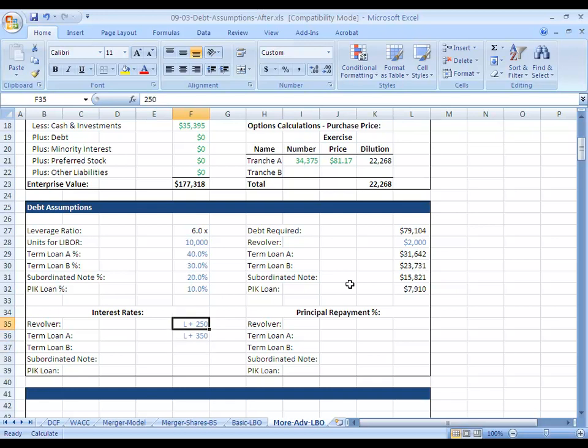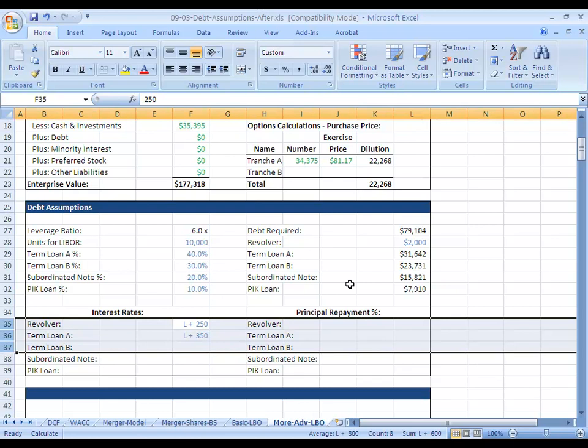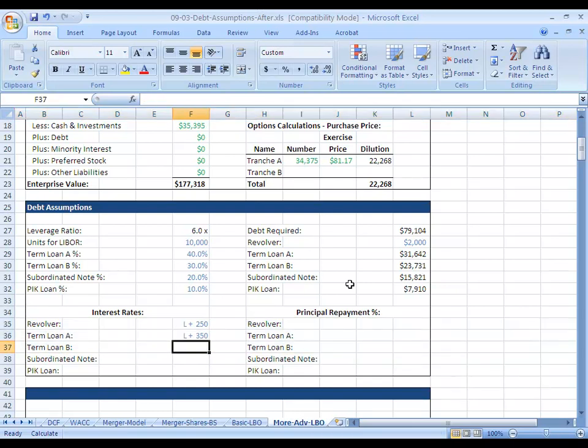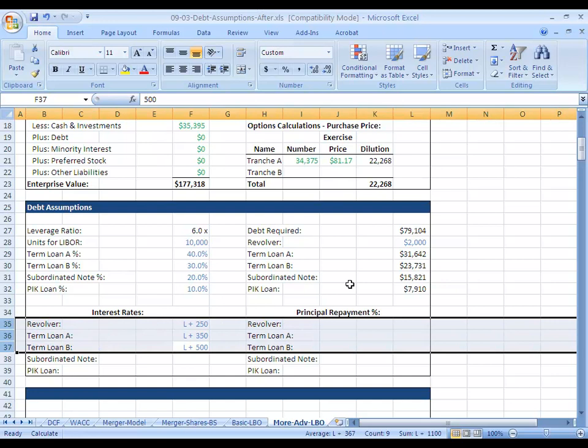Now, as we move down from the revolver to term loan A to term loan B, the interest rates here generally go up. So for term loan B, I'm going to say LIBOR plus 500 basis points. So if LIBOR is 3%, then term loan B would be at 8% interest. Now the important thing to note here is that LIBOR changes all the time. It's going to change from year to year, so these interest rates are also going to change. If the economy worsens and the government drops interest rates, these interest rates on debt will also drop. If the economy improves, there's inflation, and the government raises interest rates to combat that, then these interest rates will also rise.